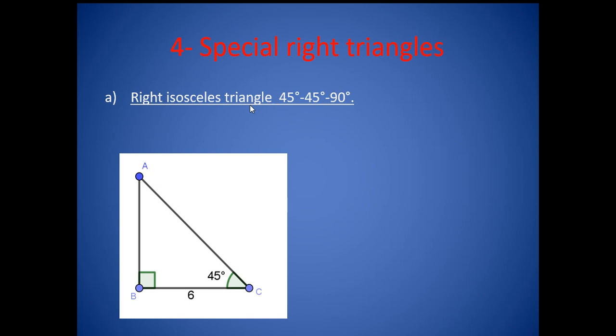Right isosceles triangle. How do you know that it's right isosceles? So we have the sizes 45, 45, 90. If you see here in my figure, this is a right isosceles triangle. How do you know? Because here is 90 and here is 45. So what will be this angle? 45. So directly I can prove that it's right isosceles, because it has 90 degrees and two equal angles.